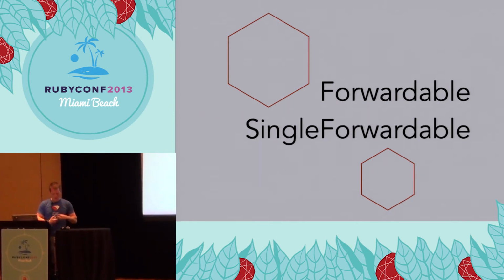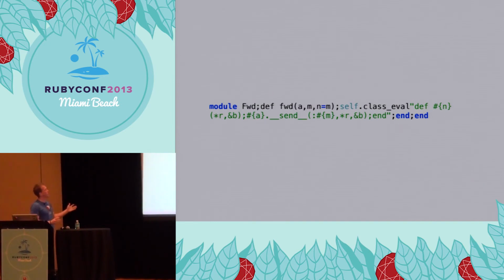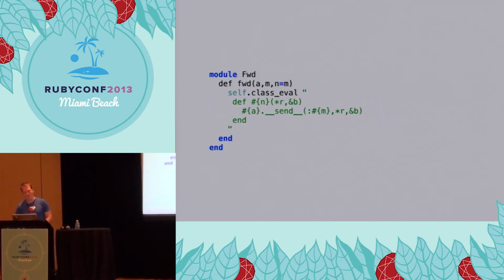So this is the forwardable library. It gives us forwardable and single forwardable. And then there's forwardable method or module that fits in the tweet. So you can tweet that. That's actually pretty faithful to what forwardable does. But I'll expand it a bit, and we can take a look at it.